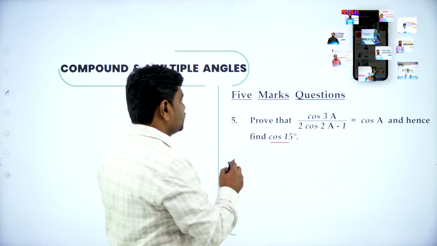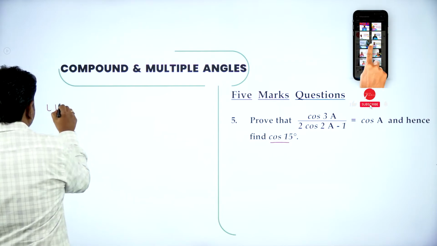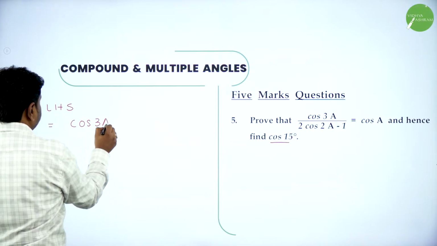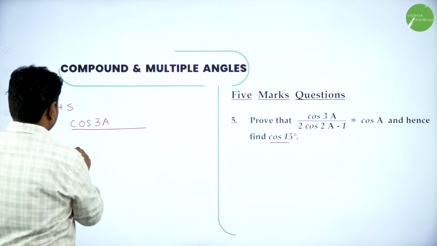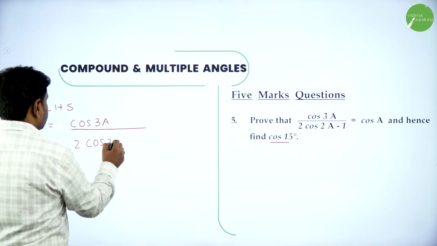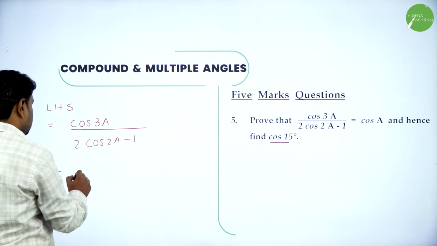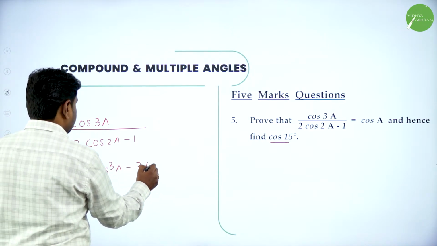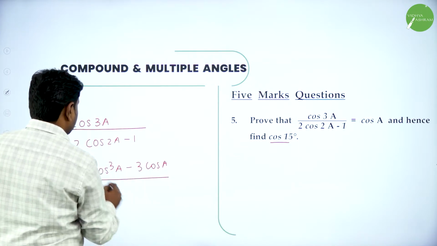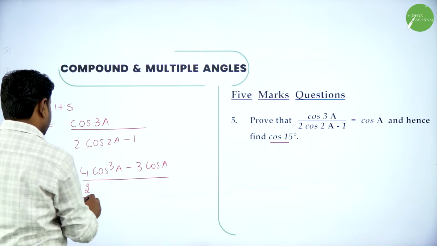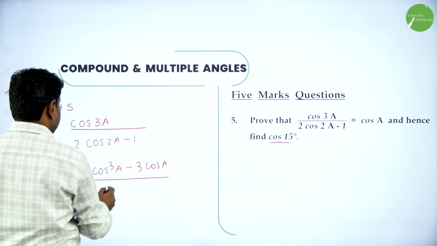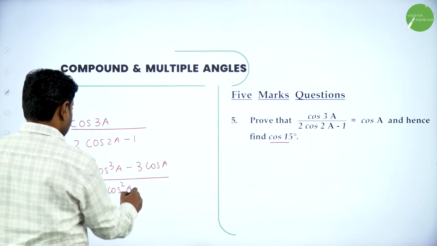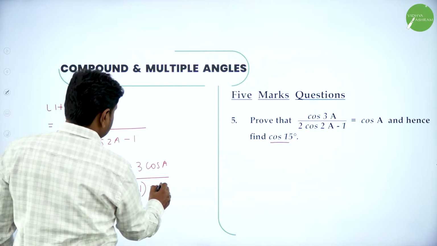So now we'll take LHS and we'll go ahead. So what is LHS? LHS given is cos 3a divided by 2 cos 2a minus 1. What is cos 3a? Cos 3a is 4 cos cube a minus 3 cos a divided by 2 cos 2a. You know, 2 cos 2a can be written as 2 cos square a minus 1, minus 1 we have.